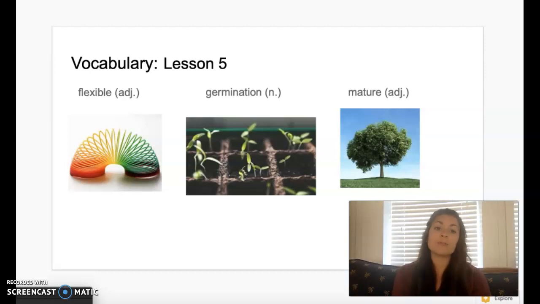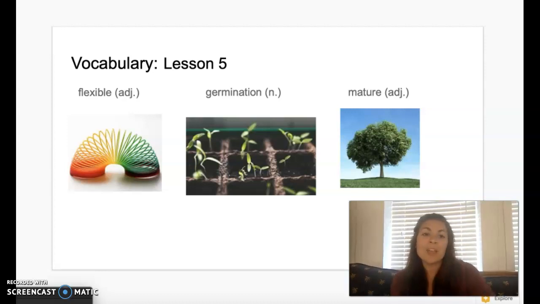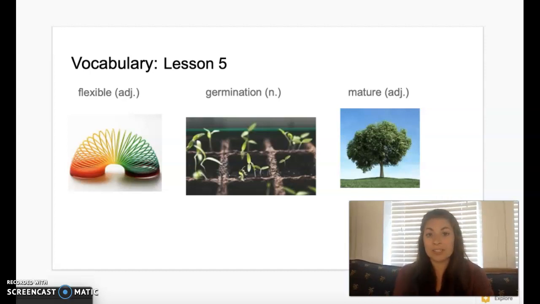Our first vocabulary word for today's story is the word flexible. Repeat after me. Flexible. Flexible means able to bend or move easily.